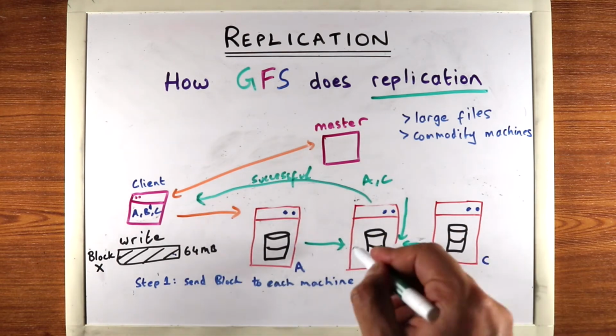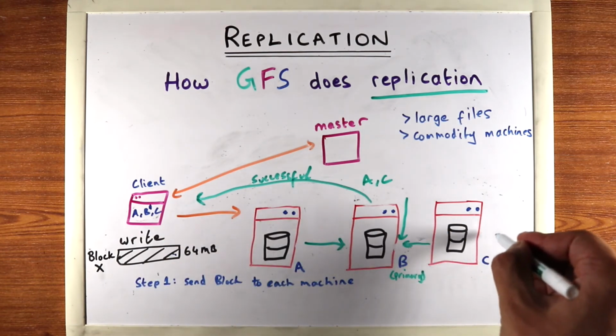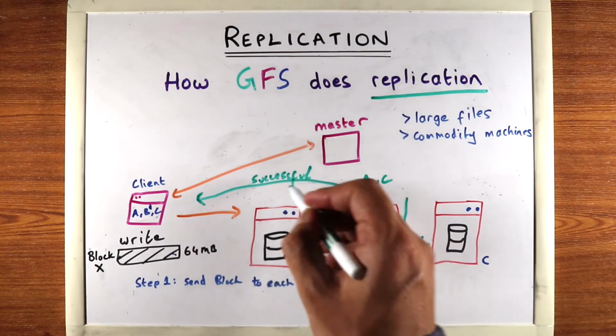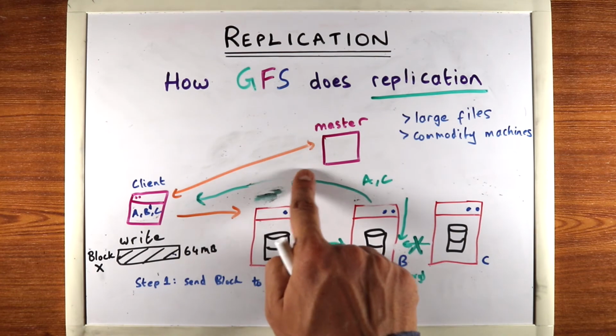Only when all three writes are successful does B reply with a success message. And at that point, the write is done. If any one of these fails, so let's say the write to C fails, B replies with a failure message. After that, you either retry or you fix C or do some other measure.